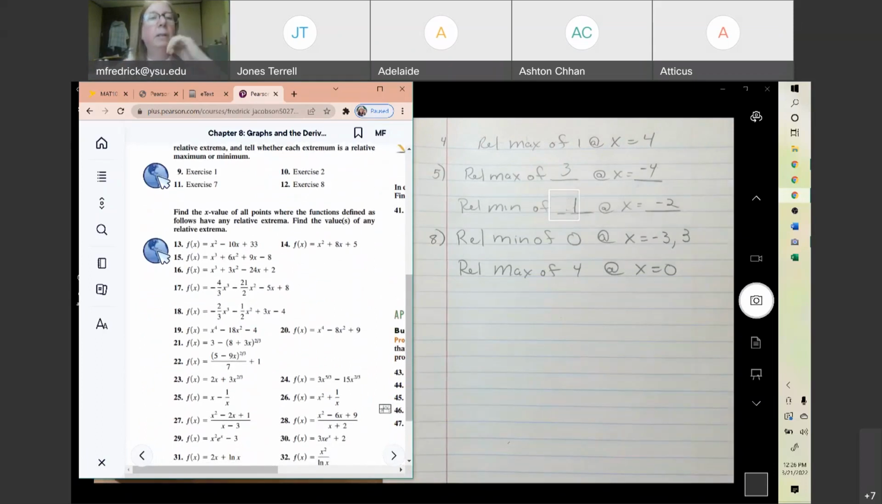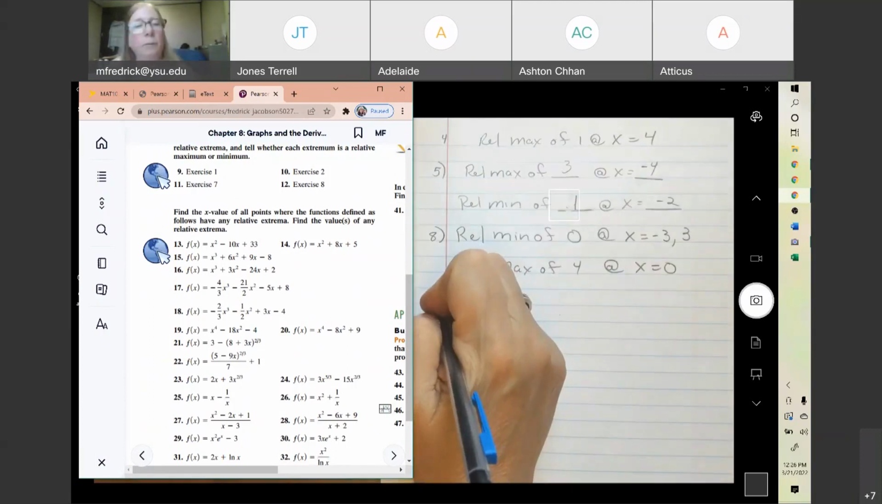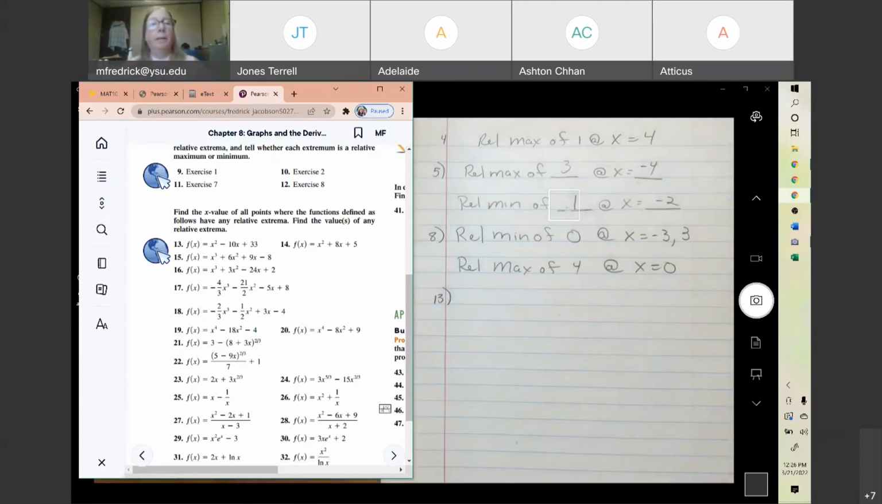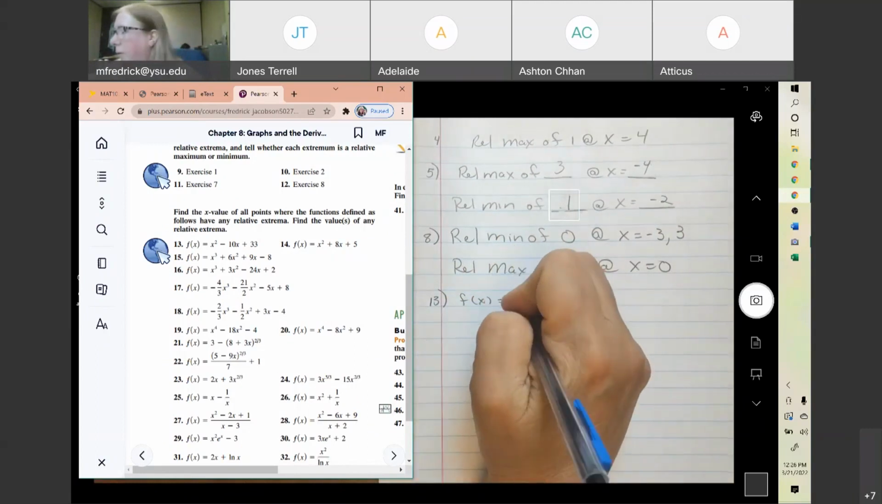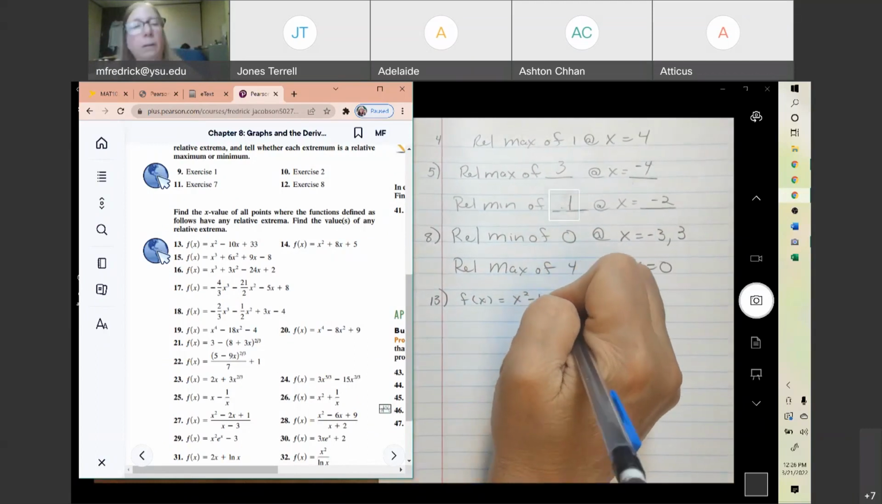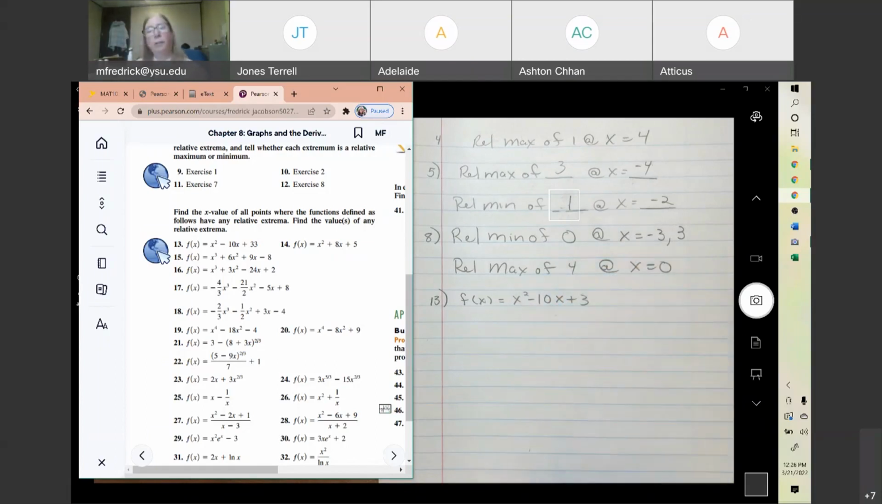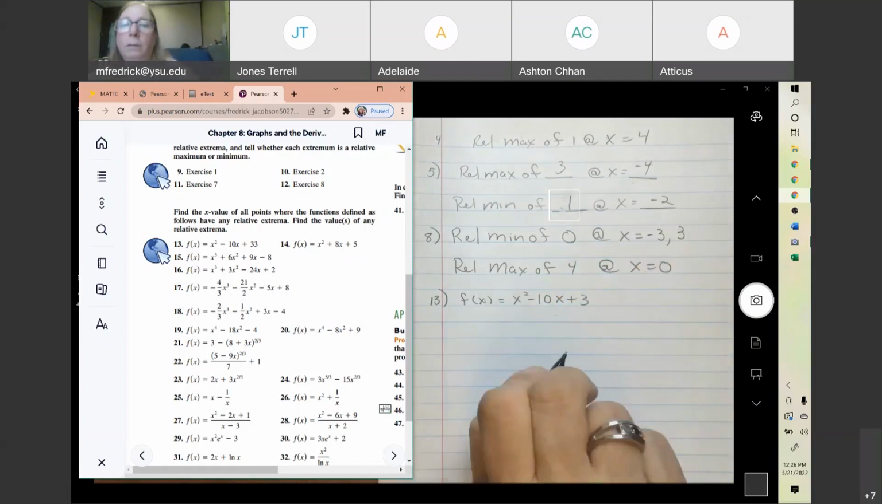Number 13. Find the x value of all points where the function defined as follows have extrema. Find the values of any relative extremas. So I'll do 13 first. Find the values of any relative extrema, the x value. That means critical numbers. So to find them, take our equation. We take the derivative and set it equal to 0.